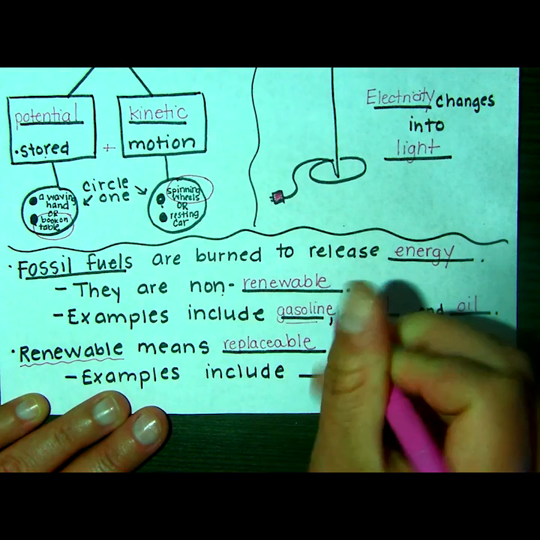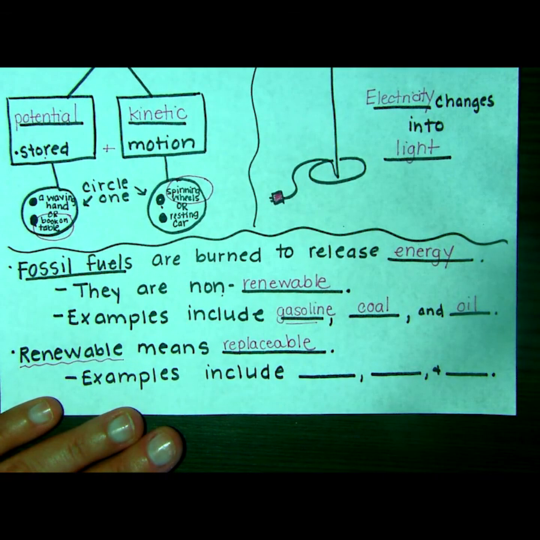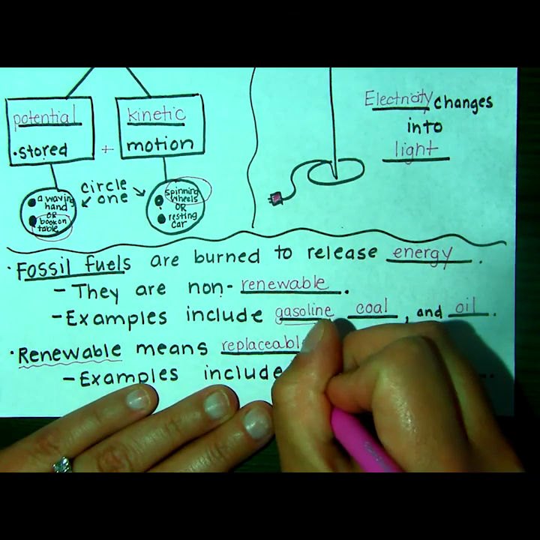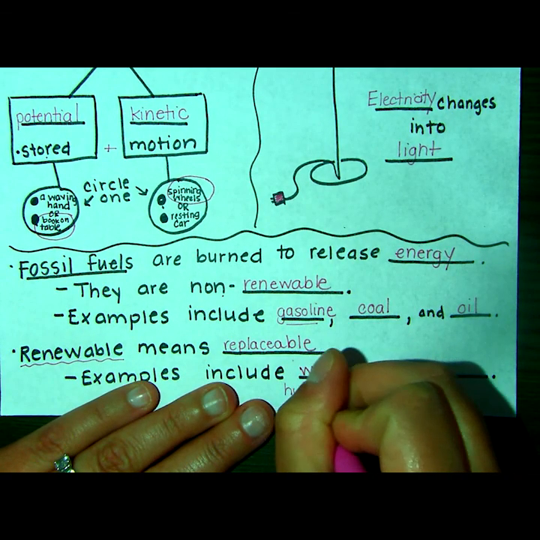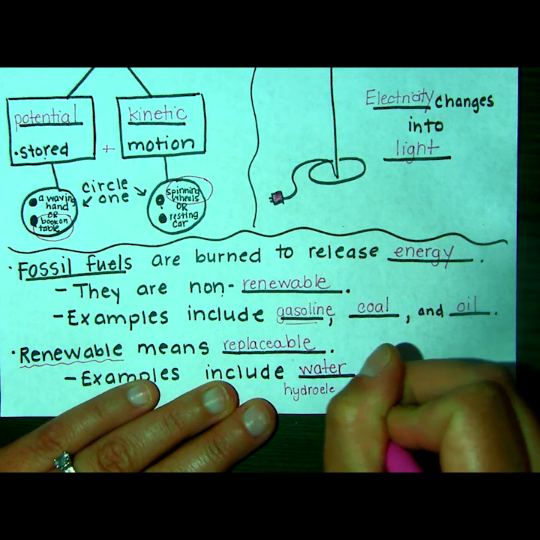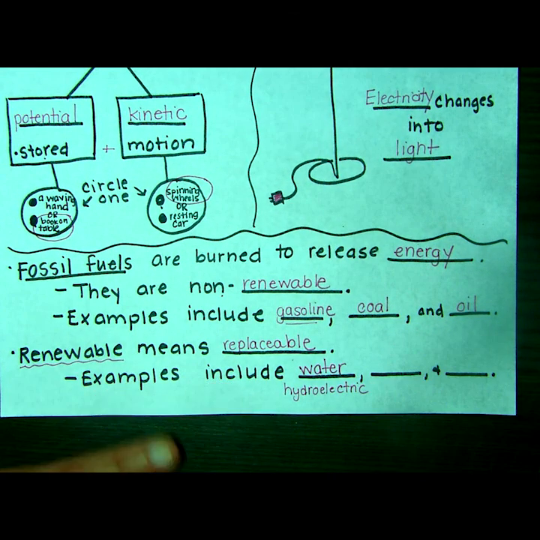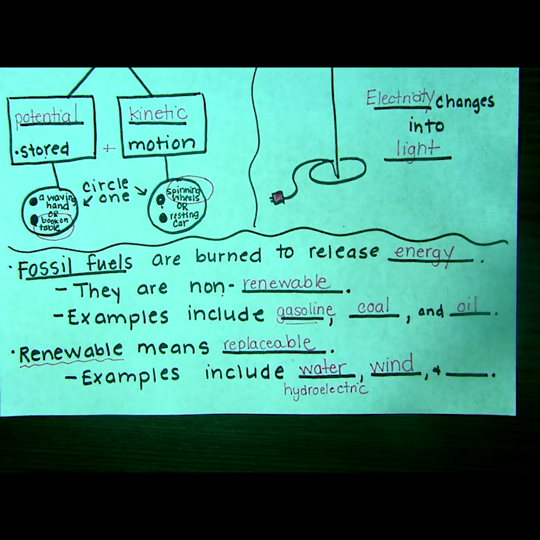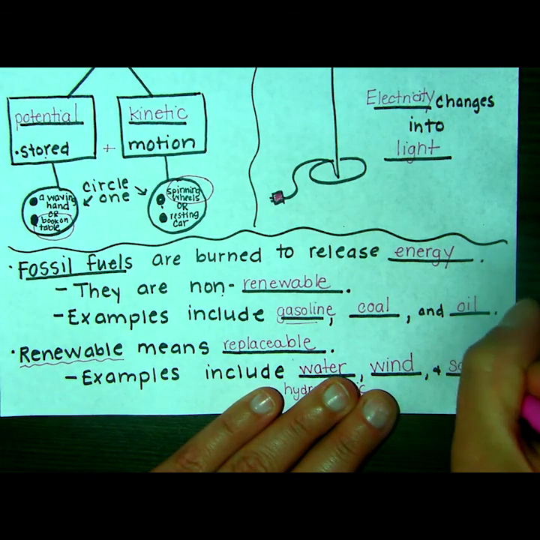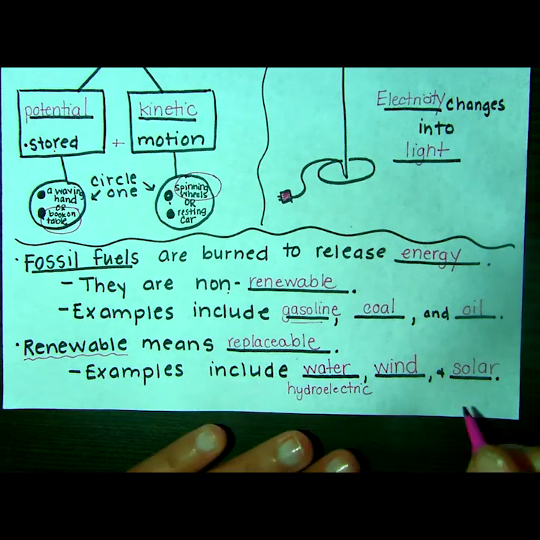So unlike non-renewable, now we can talk about some renewable resources, which means they are replaceable. So they have the ability to be replaced. Well, we know that a few of those examples are water, and we call that hydroelectric. So I'm just going to write that down. Wind. And we also know that a lot of homes and businesses are starting to use solar energy, using the light and the heat from the sun to then produce energy.